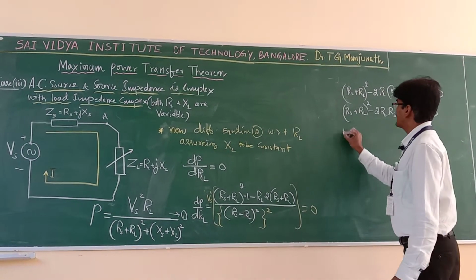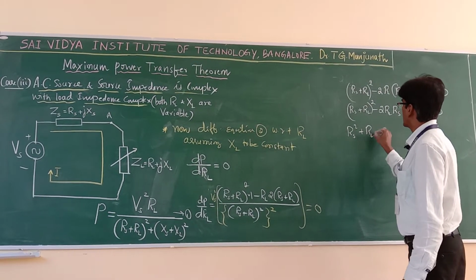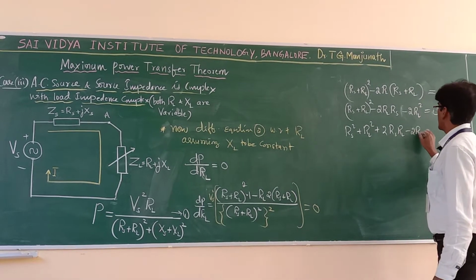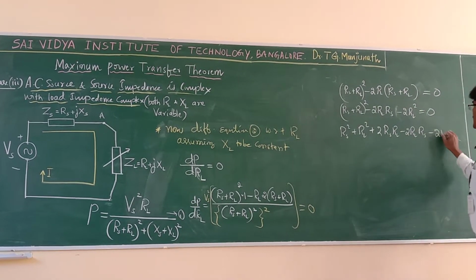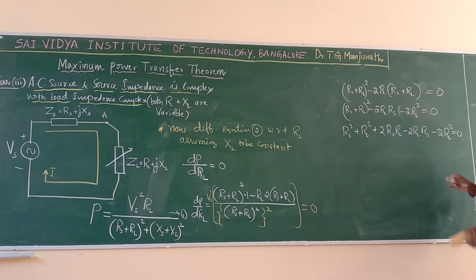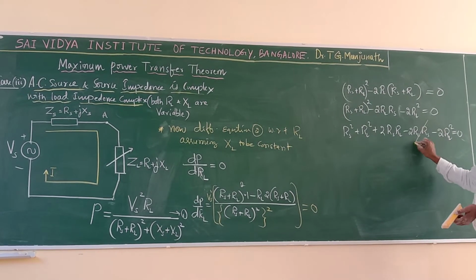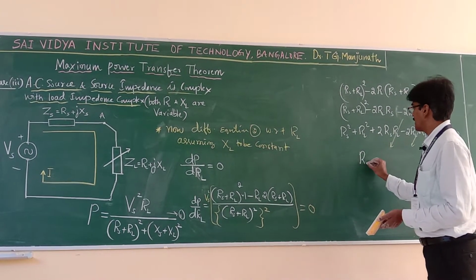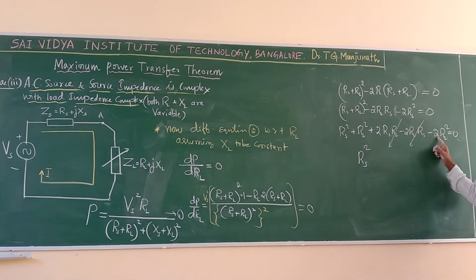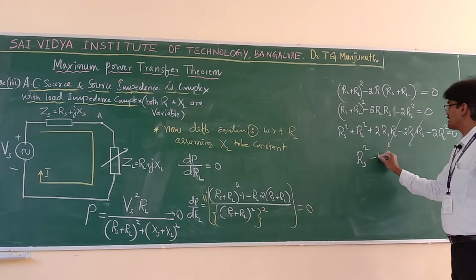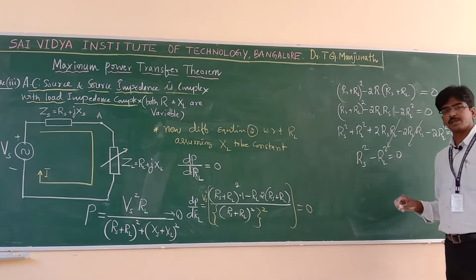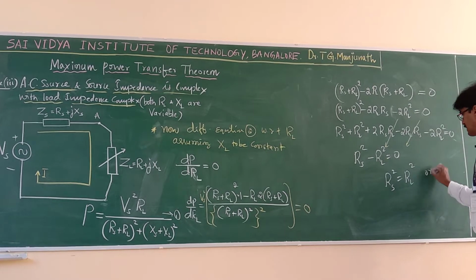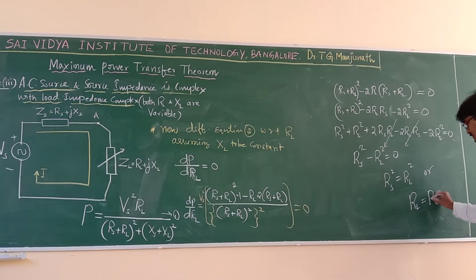Let us simplify this. A square plus b square plus 2ab minus 2RL into Rs minus 2RL square is equal to 0. Okay. Then this I can cancel. Then what happens here? So Rs square minus 2RL square plus RL square is minus RL square is equal to 0. Therefore Rs square is equal to RL square, or nothing but RL equal to Rs.